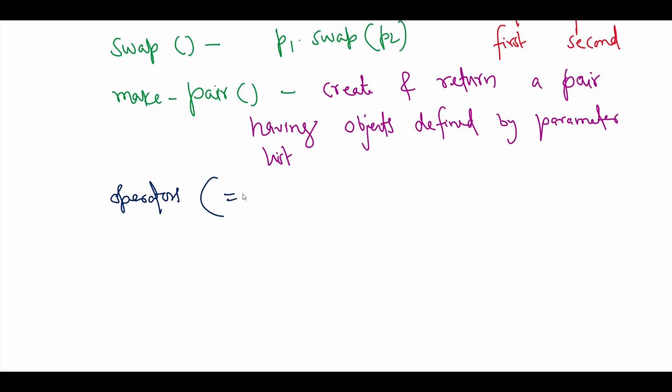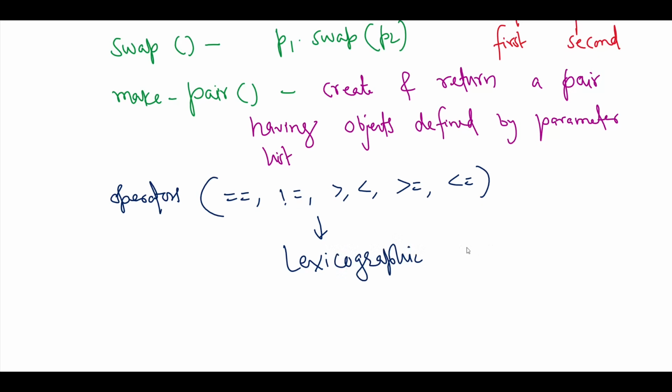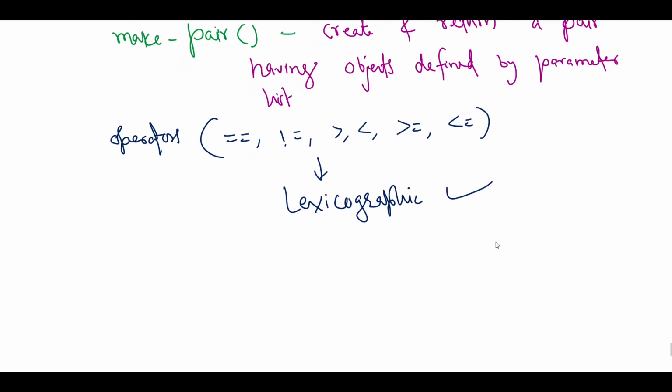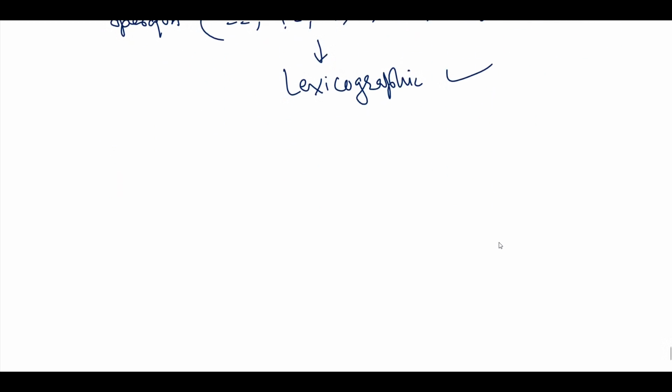It has operators like equal to, not equal to, greater than, less than, greater than or equal to, and less than or equal to. All these are going to compare two pairs, and the comparison is going to be lexicographic, right? So there will be a lexicographic comparison between two pairs. Now let's take some examples so that you can understand the pairs that we have discussed till now.